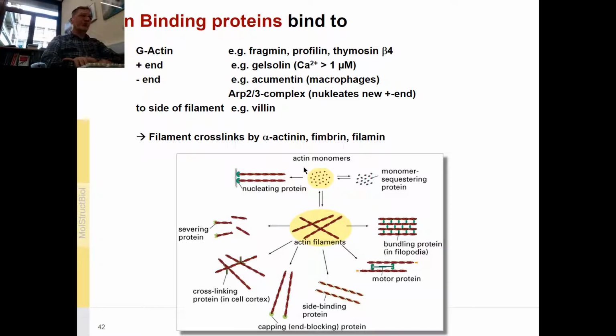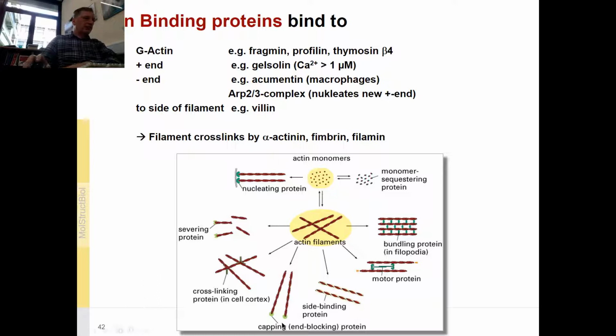There are numerous actin interacting proteins. I will not give you a conclusive overview. I think that would be something for our cell biology friends. So we have proteins which disrupt our actin fiber into pieces, severing proteins. We have some which make bundling, like in the filopodia, where we have this movement on, yes.